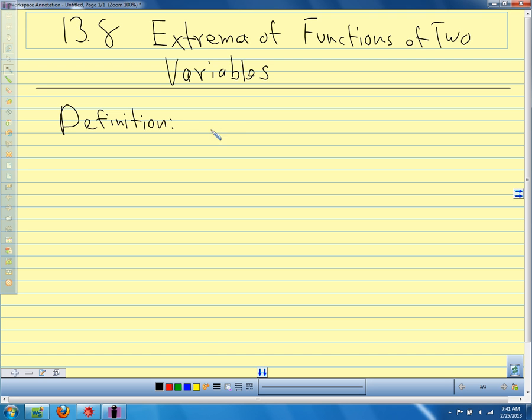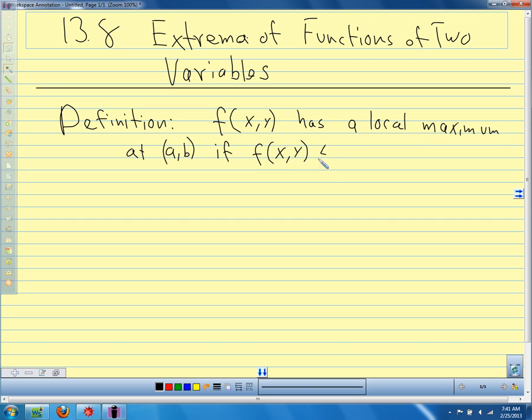So we're going to say that our function f of x,y has a local maximum at some point (a,b) if f of x,y is less than or equal to f of a,b for all points x,y in some open disk about the point.